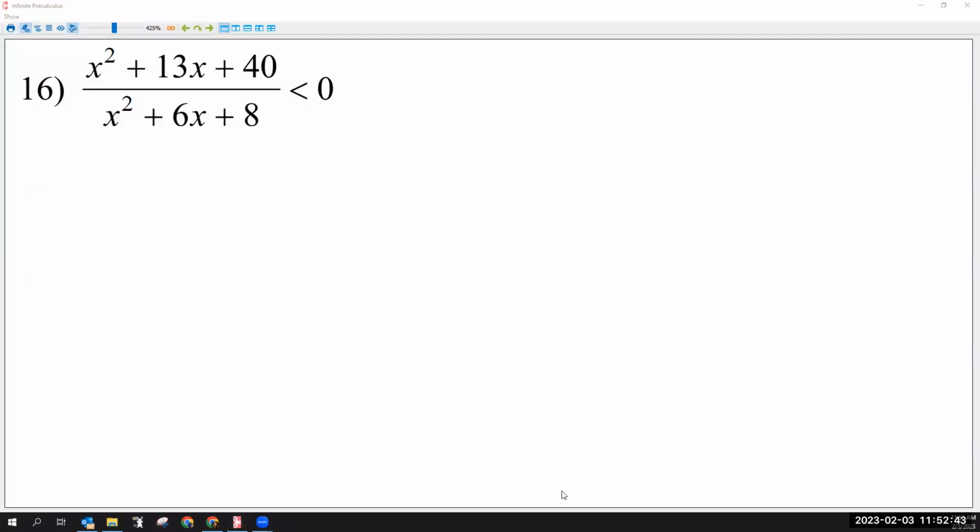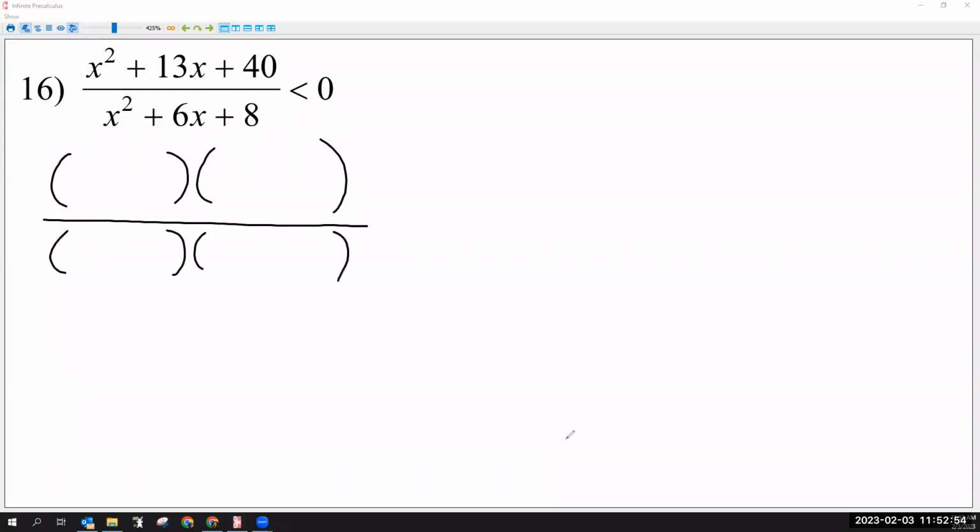For 16, I need to factor both top and bottom. Well, let's look at this. What multiplies to make 40? 8 and 5, yes. So they're both positive, so 8 and 5 add to make 13. Multiply to make 4, add to make 6. Nothing's repeated, so I'm not gonna have to worry about that when we do our sign chart. What are our values?